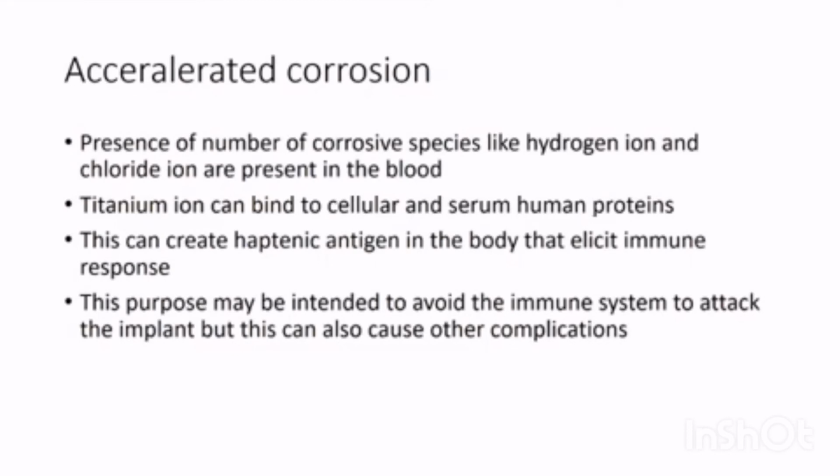Other than that, accelerated corrosion is also another defect due to surgical implants. Corrosive species like hydrogen, chloride ions, and even titanium ions could be present in the blood. This is because titanium ions can bind to cellular serum and human proteins. This creates an antigen that elicits an immune response. However, this is on purpose, to avoid or minimize the immune system's attack towards the implant. However, this can cause major complications in the long term.